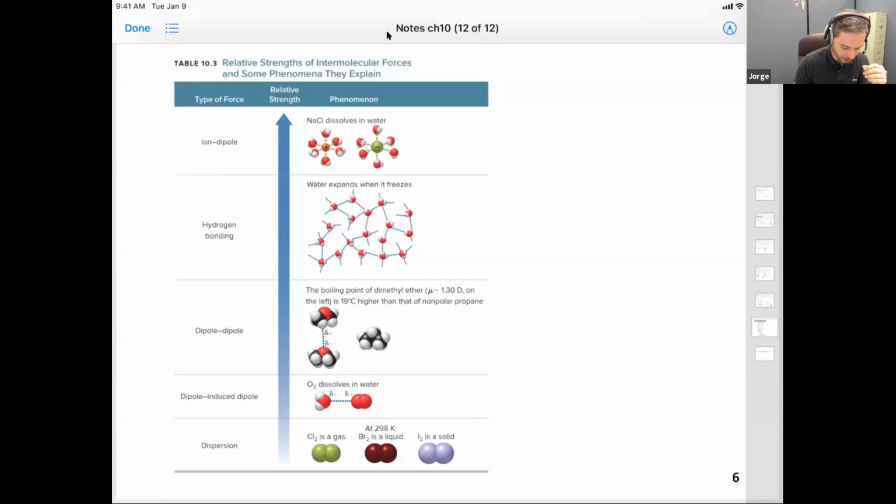For example, here, if you move from chlorine towards the iodine, you increase the size, and that results in stronger intermolecular interactions. Therefore, Cl2 is a gas at room temperature, bromine is a liquid, and iodine becomes a solid. Okay, so the larger the size, the stronger the dispersion forces, and that causes a difference in the physical state at room temperature.